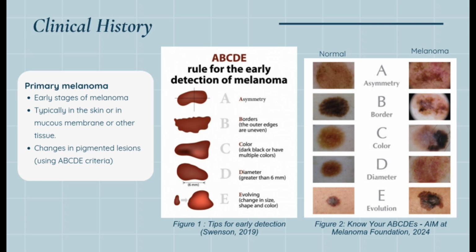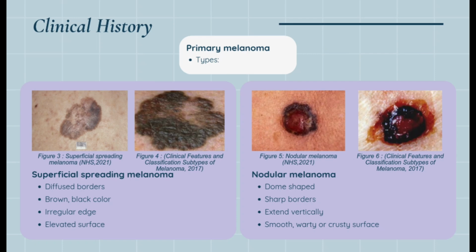A, asymmetry. B, for the uneven borders. C, the color is dark black or has multiple colors. D is diameter that is more than 6 mm, and E, evolving change in size, shape and color. There are 4 types of primary melanoma.